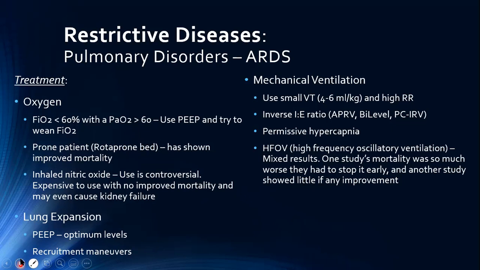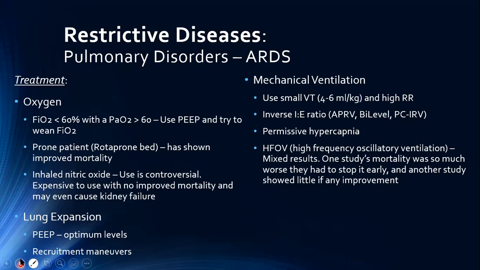We can also give inhaled nitric oxide. You don't have to know exactly what it does, but nitric oxide dilates the pulmonary artery. So it allows more blood to flow through the pulmonary artery, which increases the chances of oxygenation, because the more blood that can get to the lungs, the more hope that it can pick up oxygen. Lung expansion, we use PEEP at optimal levels.